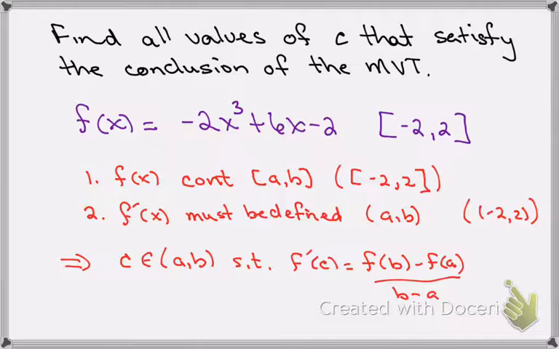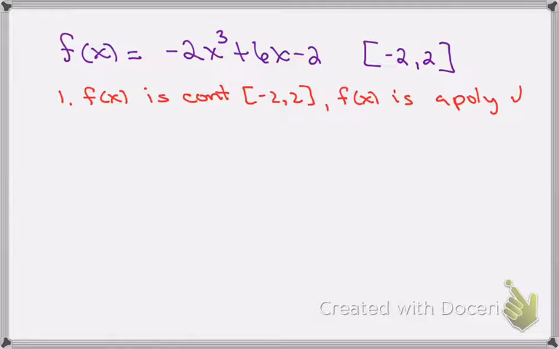And then the conclusion of the theorem says that there is some c in that open interval (a, b) such that f prime of c is equal to f of b minus f of a over b minus a. We can calculate that because we know the function, a, and b. And then we're trying to find the value c where the derivative is equal to the average rate of change. So here's our problem again.